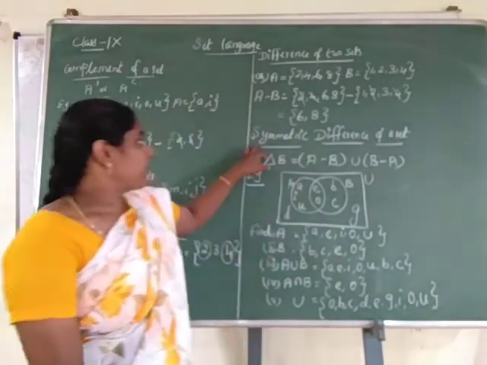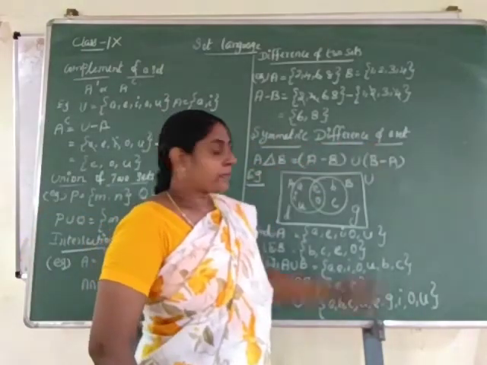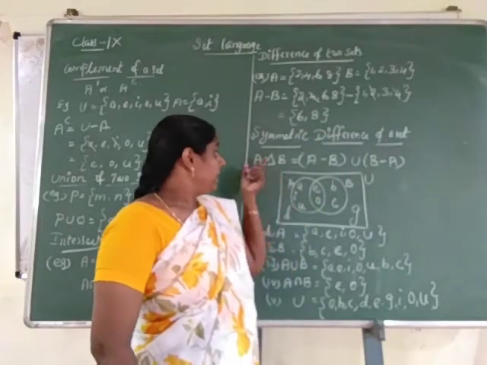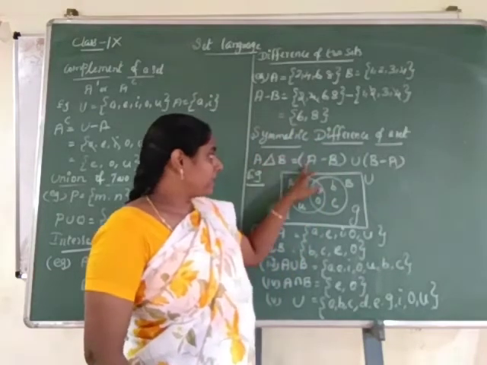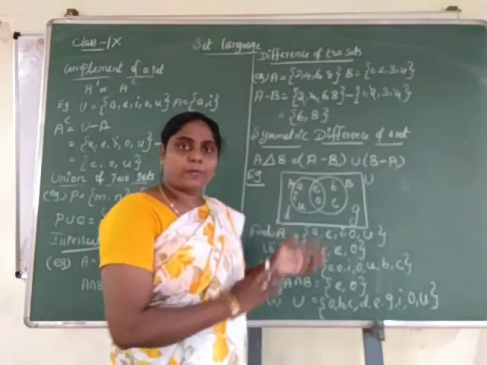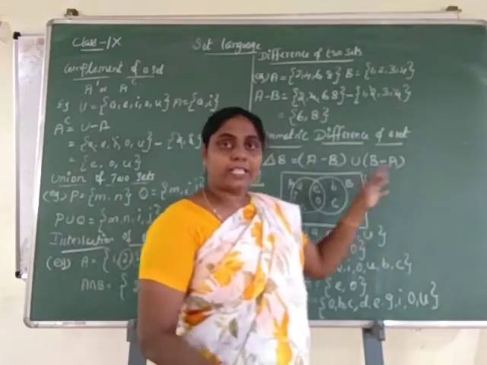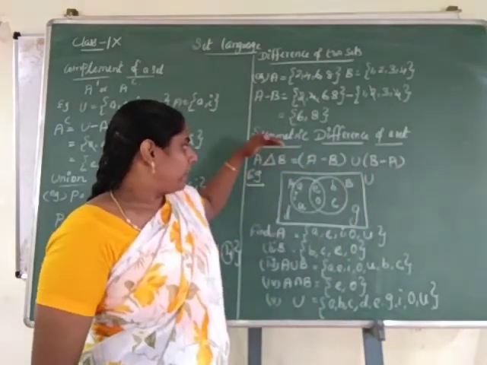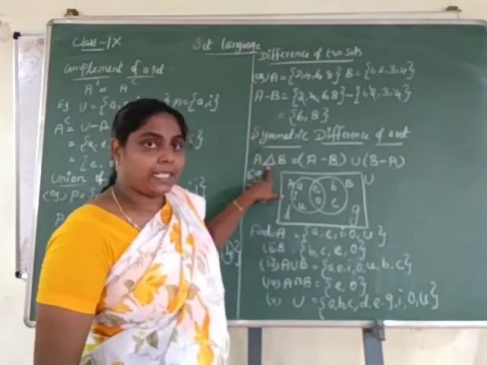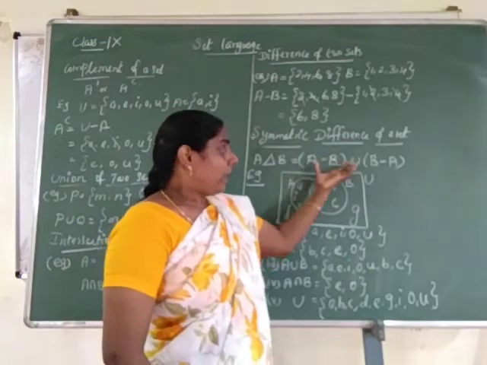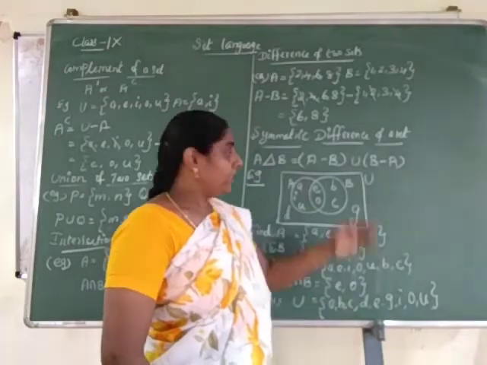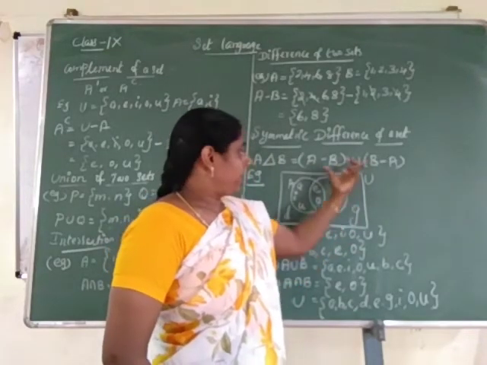Next one, symmetric difference of sets. To find the symmetric difference between two sets, we have one formula: A delta B is equal to A minus B union B minus A. Find A minus B separately and B minus A separately, then find the union of those. To find the symmetric difference, this formula must be used. This sign is called delta. So A delta B is equal to A minus B found separately, B minus A found separately, and if you find the union of the two answers, you can find A delta B.